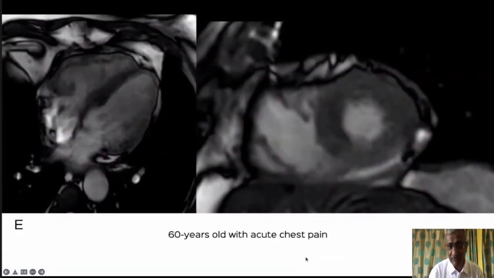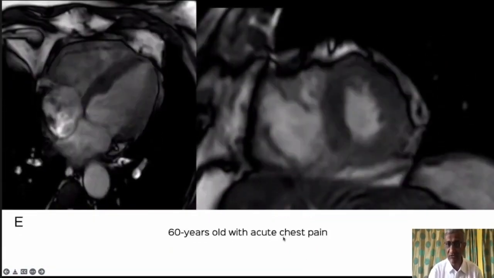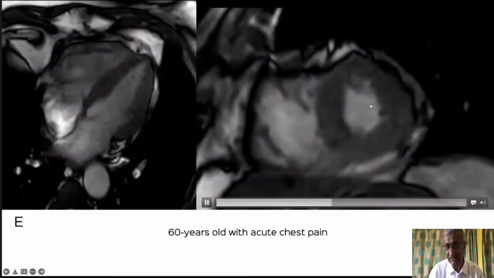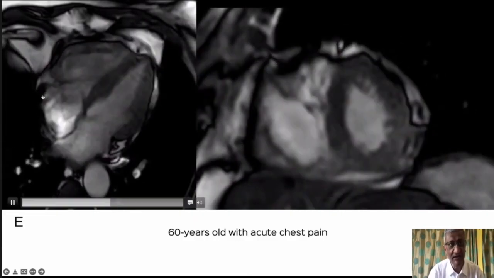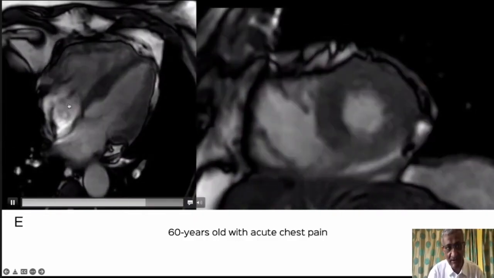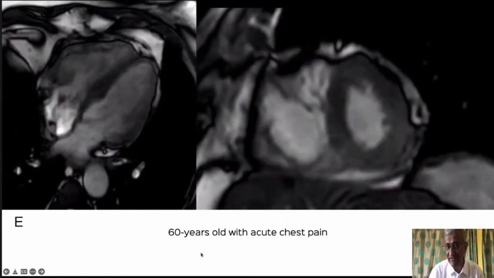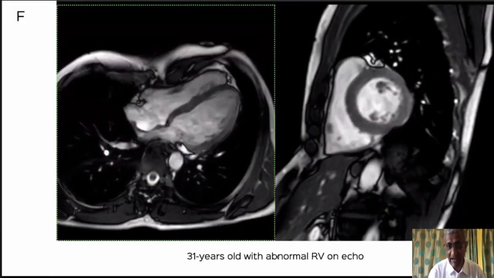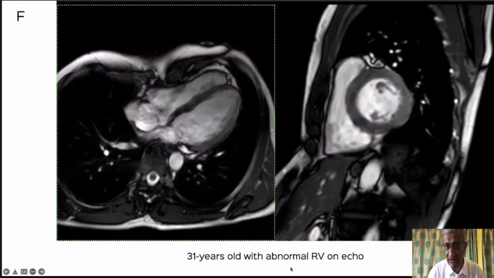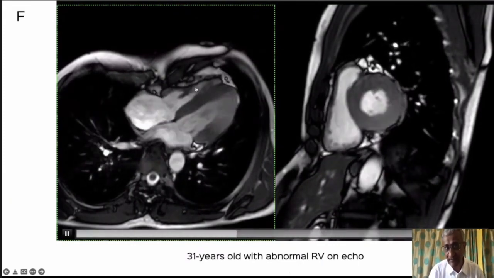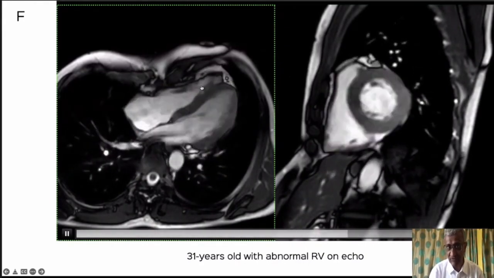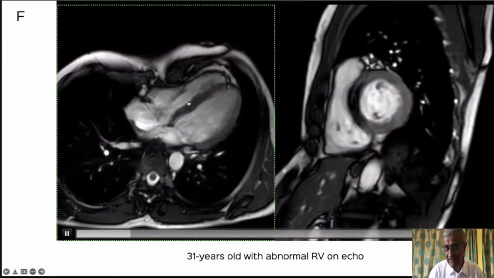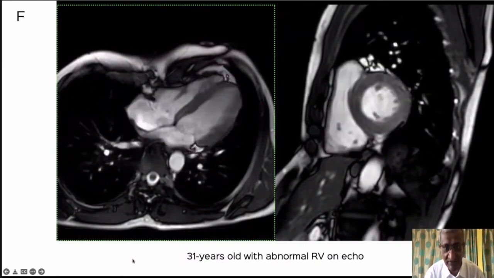Then we have the fifth patient, a 60-year-old with acute chest pain. That's the short axis. Again, a primary RV pathology with relatively normal LV. You can see swirling of blood in the RV and RA. Is this ARVC or not? And the last one, the sixth, or F, is a 31-year-old with abnormal RV on echo. You can see this abnormally flattened RV, though it's contracting well, with a prominent RA, and some other abnormalities. You need to answer, is this ARVC or not?